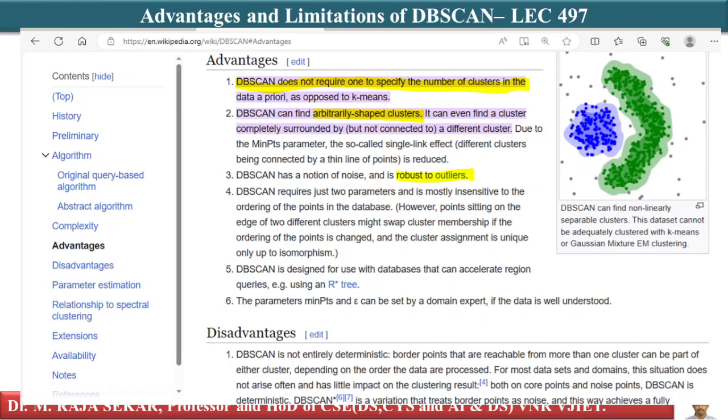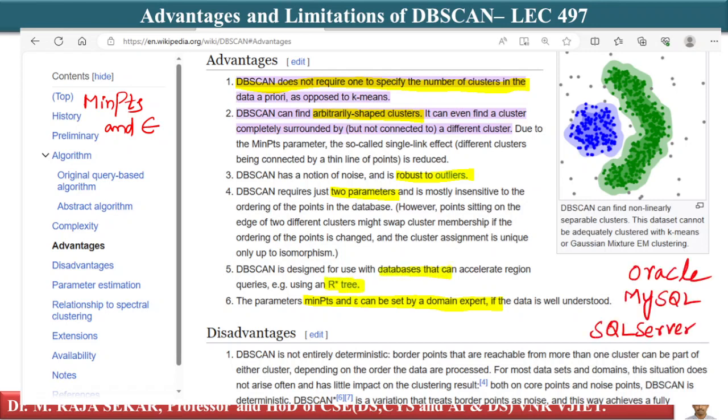You just have two parameters, min points and epsilon. These min points and epsilon can be set by a domain expert, isn't it? DBSCAN is designed for use with Oracle, MySQL, SQL databases, and they have special data structures for range queries and regional queries. So these are some of the advantages.